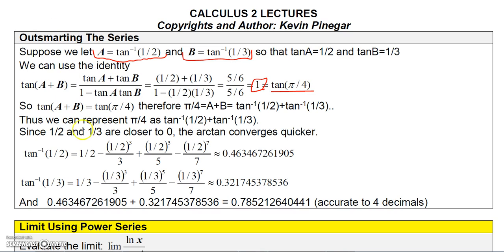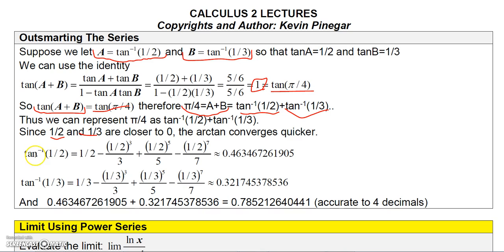Okay, so now we know that the tangent of A plus B is equal to the tangent of pi over 4. Therefore, pi over 4 must equal A plus B, and since A is the arctan of 1/2 and B is the arctan of 1/3, then we can represent pi over 4 as the arctan of 1/2 plus the arctan of 1/3. Now, since 1/2 and 1/3 are closer to 0 than the 1 that I used in the previous example, this arctan will converge much quicker.